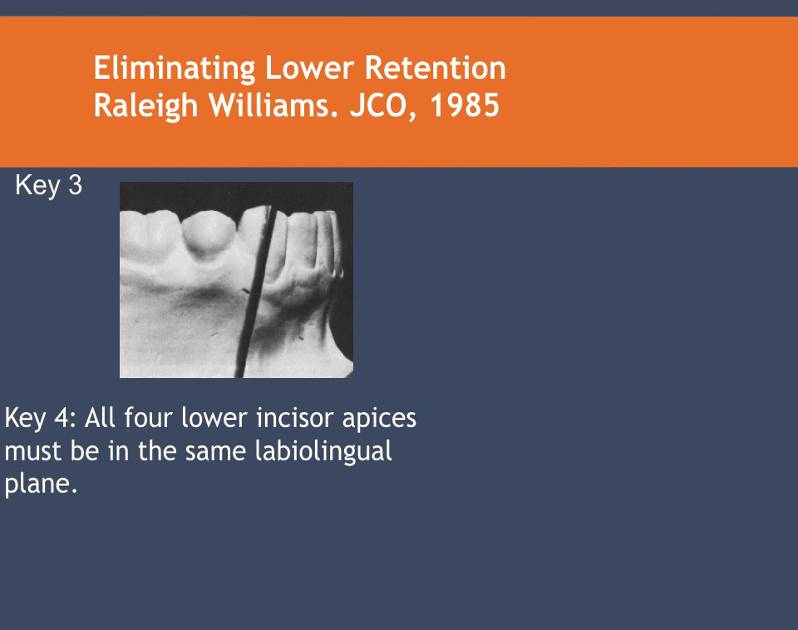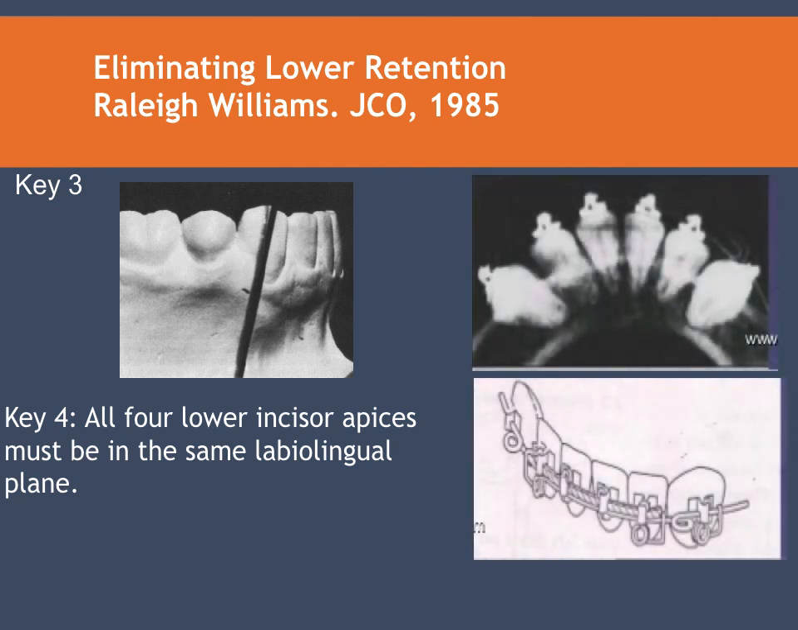Key 4 says that if you look from the top, in occlusal view, all your incisors should be in the same labiolingual plane. So the entire root and the crown are in the same line. You should not be able to see the root flaring in front or inside. No labial or lingual movement of the crown. So they are exactly straight, standing straight.